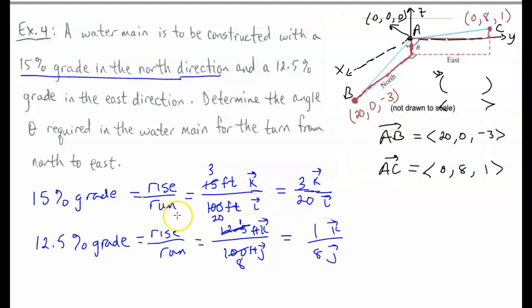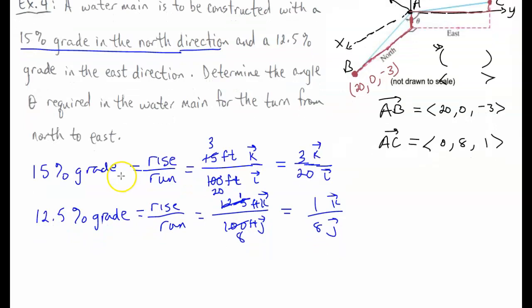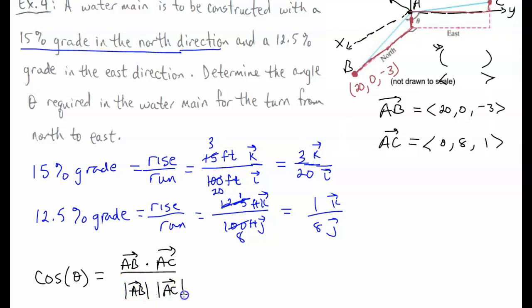So now that we have this, we know that in order to find the angle in between these two vectors, all we have to do is figure out what cosine of theta is: vector AB dot vector AC over the magnitudes of both vectors AB and AC multiplied together. Okay, so now if I dotted these two vectors together, I would have 20 times 0, which is 0, plus 0 times 8, which is 0, plus negative 3 times 1, which would be a minus 3. So my result here would be a minus 3.